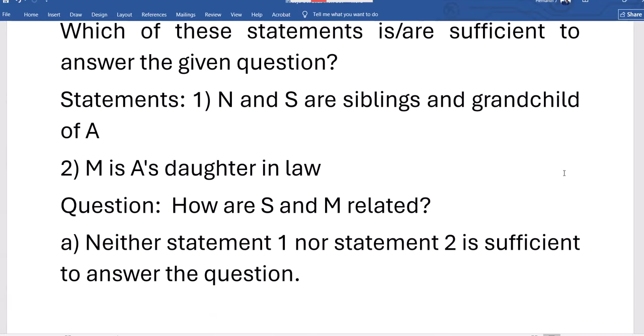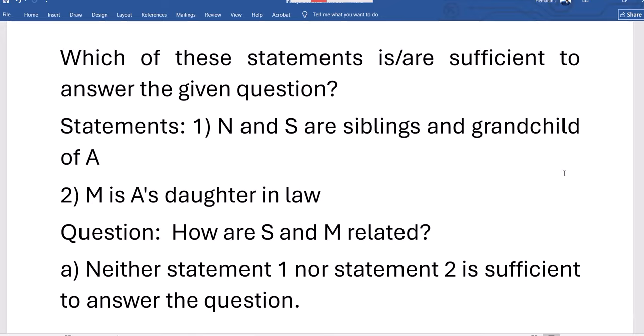Next, data sufficiency. The question is: N and S are siblings and grandchildren of A, statement 1. Statement 2, M is A's daughter-in-law. So which statement is required to answer this question? How are S and M related?